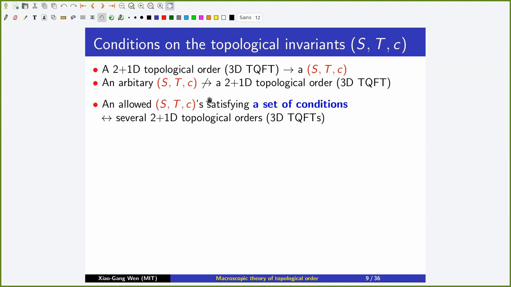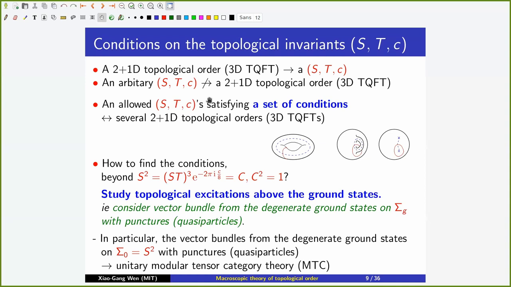So therefore, to understand things better, we really have to figure out which special representations describe a topological order. So this really became a classification problem: how to classify topological order. When you figure out the special conditions on the ST matrix, on the SL2Z representation, then we can really classify topological order, making a table of topological order. That makes this a more complete mathematical theory of topological order. So we need to find some conditions on this SL2Z representation, so that only the special representations satisfying those conditions describe topological order.